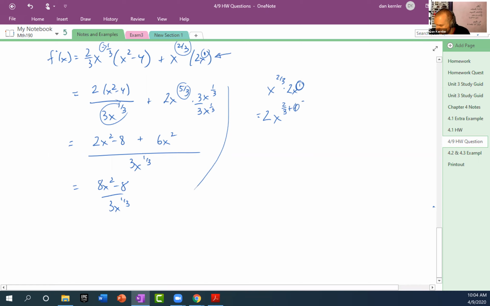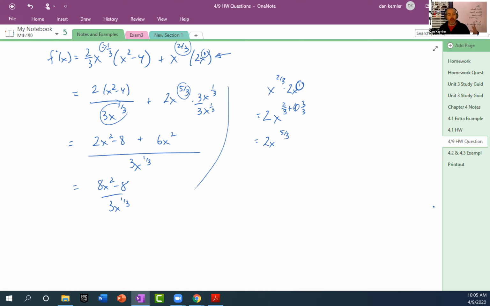But 1 is 3/3, and so that's 2x to the 5/3. Oh, okay, I see it. Yeah. Just weird. We don't deal with fraction exponents very often, so it feels a little weird, but yeah.